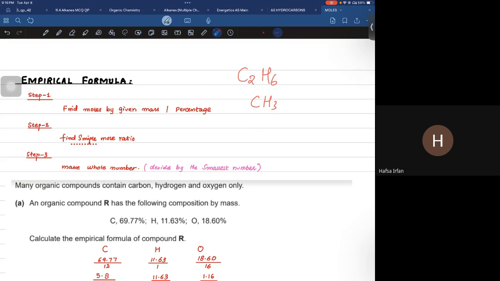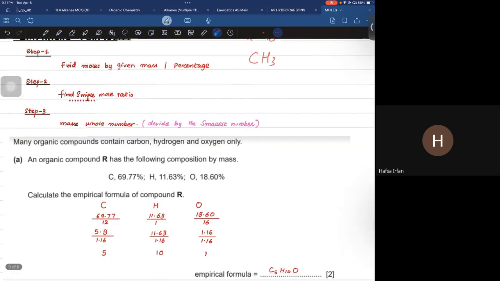Okay? Set? Easy? So from the examiner's point of view, how are we going to find the empirical formula? What are the steps? Step number 1 is find the number of moles from the given mass or percentage. Sometimes mass is given to you, sometimes percentage. Then step 2 says find the simple mole ratio.